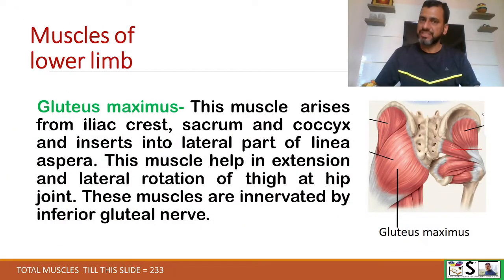Next is Gluteus Maximus. This muscle arises from the iliac crest, sacrum and coccyx and inserts into the lateral part of linea aspera of femur. This muscle helps in extension and lateral rotation of thigh at hip joint. These muscles are innervated by inferior gluteal nerve, and the gluteal muscle is the site for muscular injections.